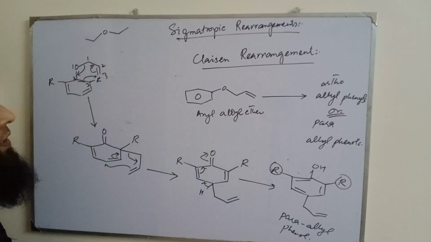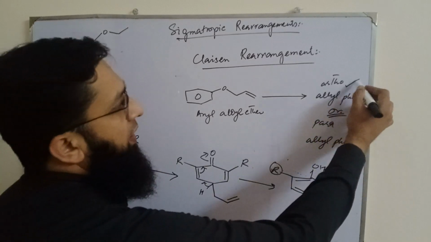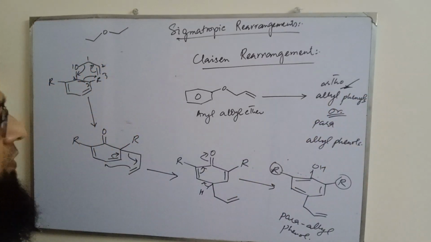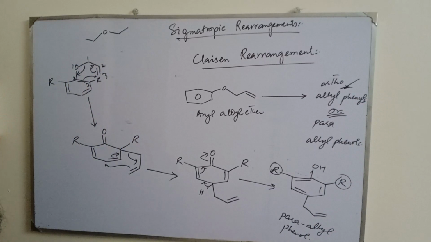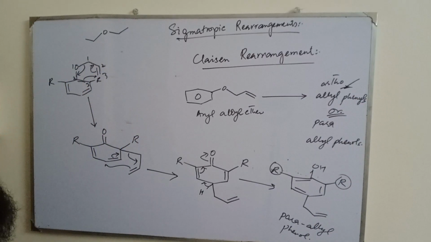So in general, Claisen rearrangement is also a 3-3 sigmatropic rearrangement, and if the ortho position is not occupied, we get ortho allyl phenols, and if ortho positions are blocked or occupied, we get para allyl phenols. So I hope this is clear to you. Now we see another example.